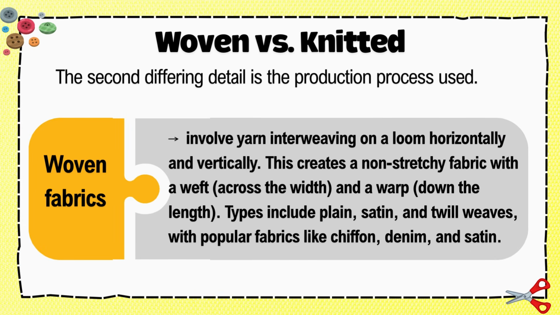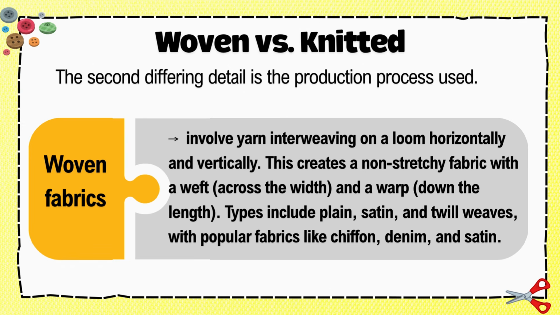Woven versus knitted. The second differing detail is the production process used. Woven fabrics involve yarn interweaving on a loom horizontally and vertically. This creates a non-stretchy fabric with a weft, across the width, and a warp, down the length. Types include plain, satin, and twill weaves, with popular fabrics like chiffon, denim, and satin.